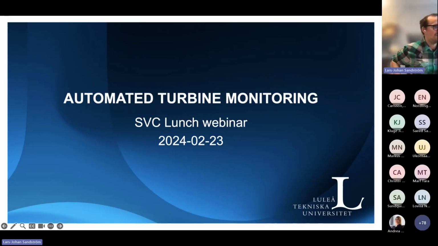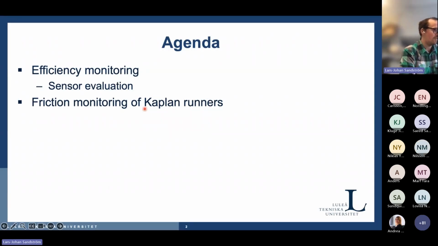I'm a PhD student here at LTU, and my work is in condition monitoring or automated turbine monitoring. So today I will talk about two cases that we are working on. I will talk about the efficiency monitoring and sensor evaluation that we have done so far. And I will also talk about some friction monitoring of the Kaplan runners in the Kaplan turbine.